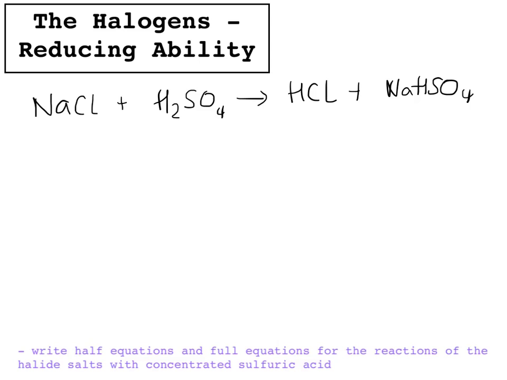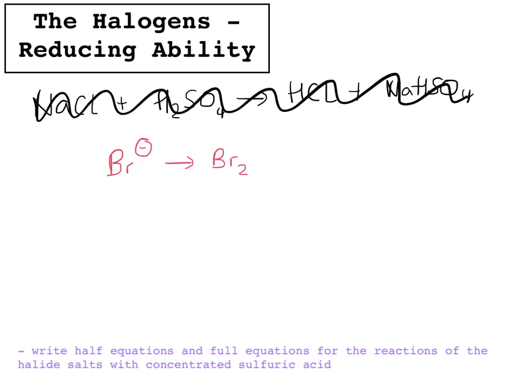The second reaction is between sodium bromide and sulfuric acid, and here you can write two half equations, and you ignore the sodium in this case, because the sodium is not doing anything in the redox reaction. It's the bromide ions and sulfuric acid that are. So you've got bromide ions, and they're turning into bromine. And then you've also got sulfuric acid going to make SO2.